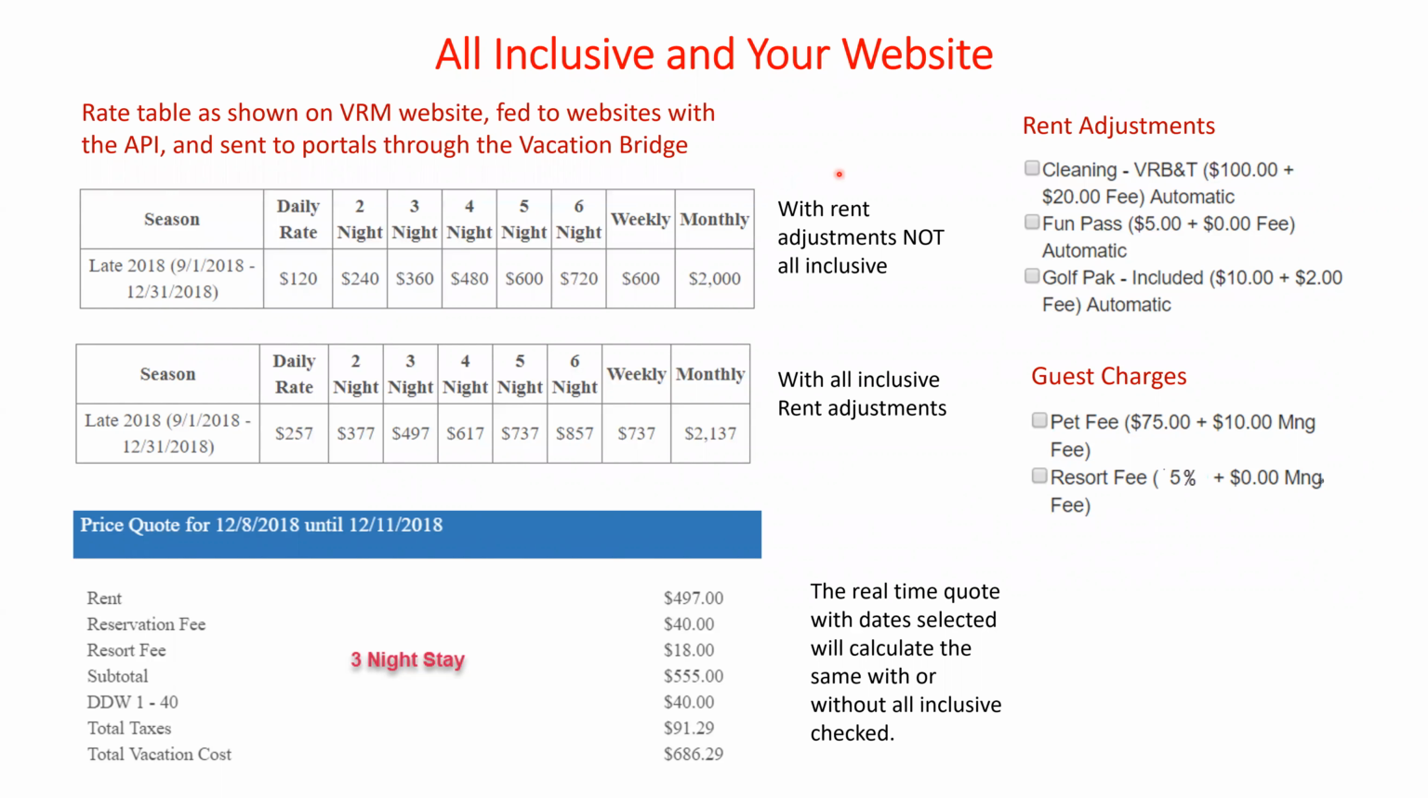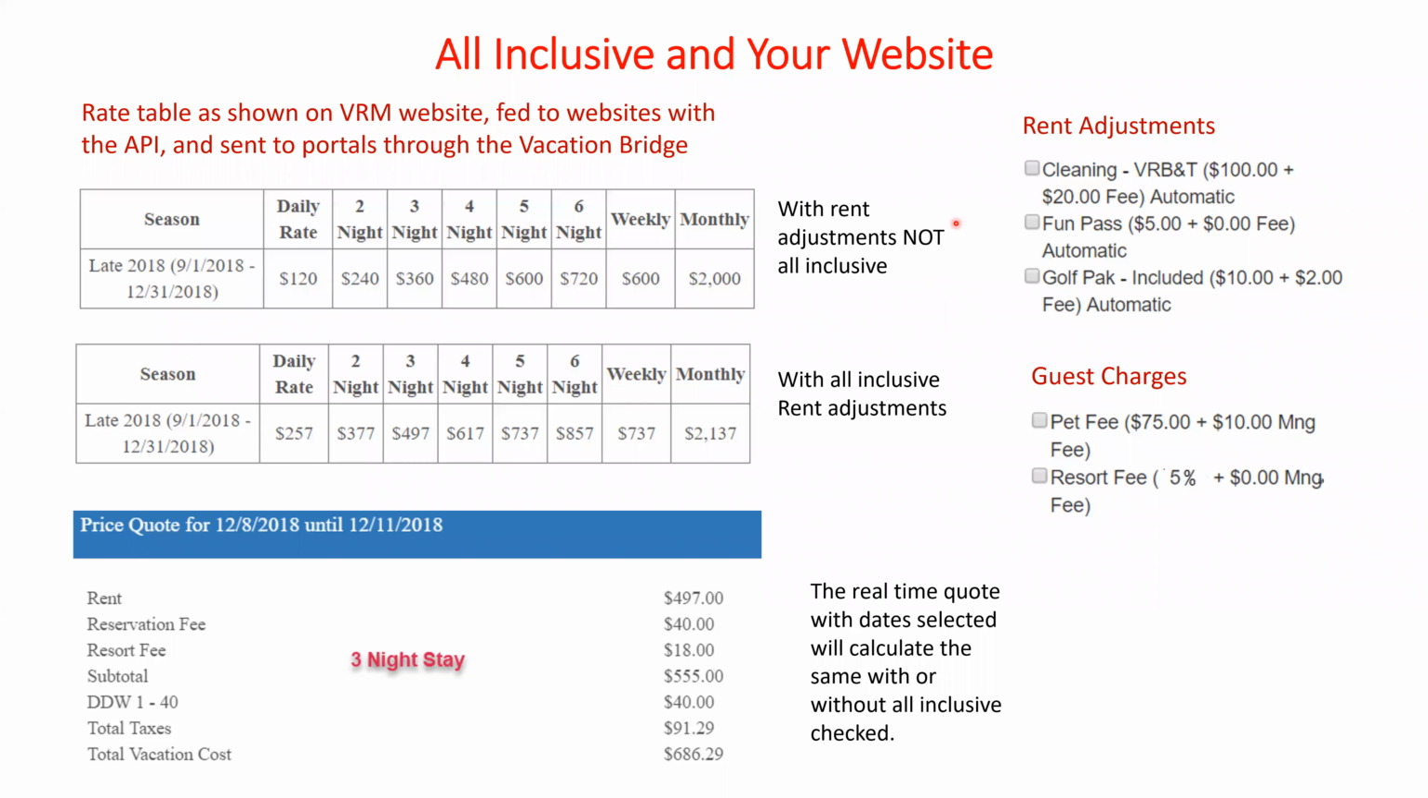So the all-inclusive check mark tells VRM whether or not to add that fee, that charge, to the rate table. The property that we had has these cleaning fees and these rent adjustments and the guest charges here, and the rate was $120 for the time frame that we're looking at.